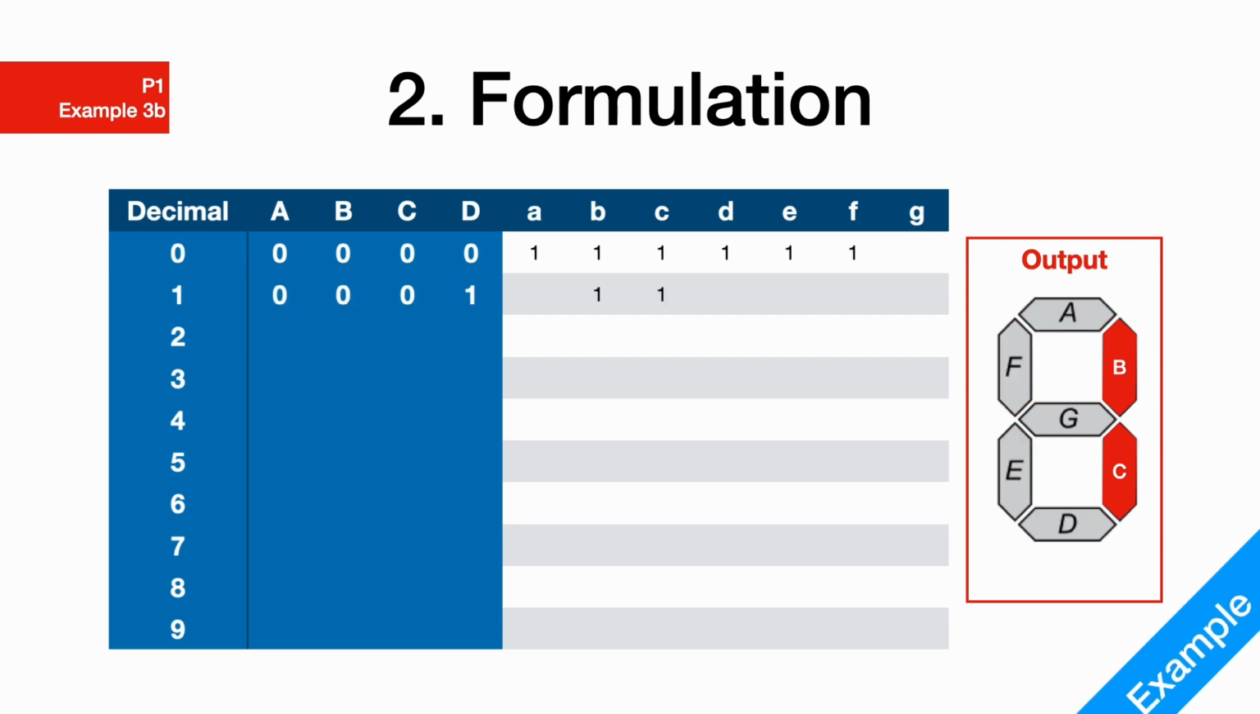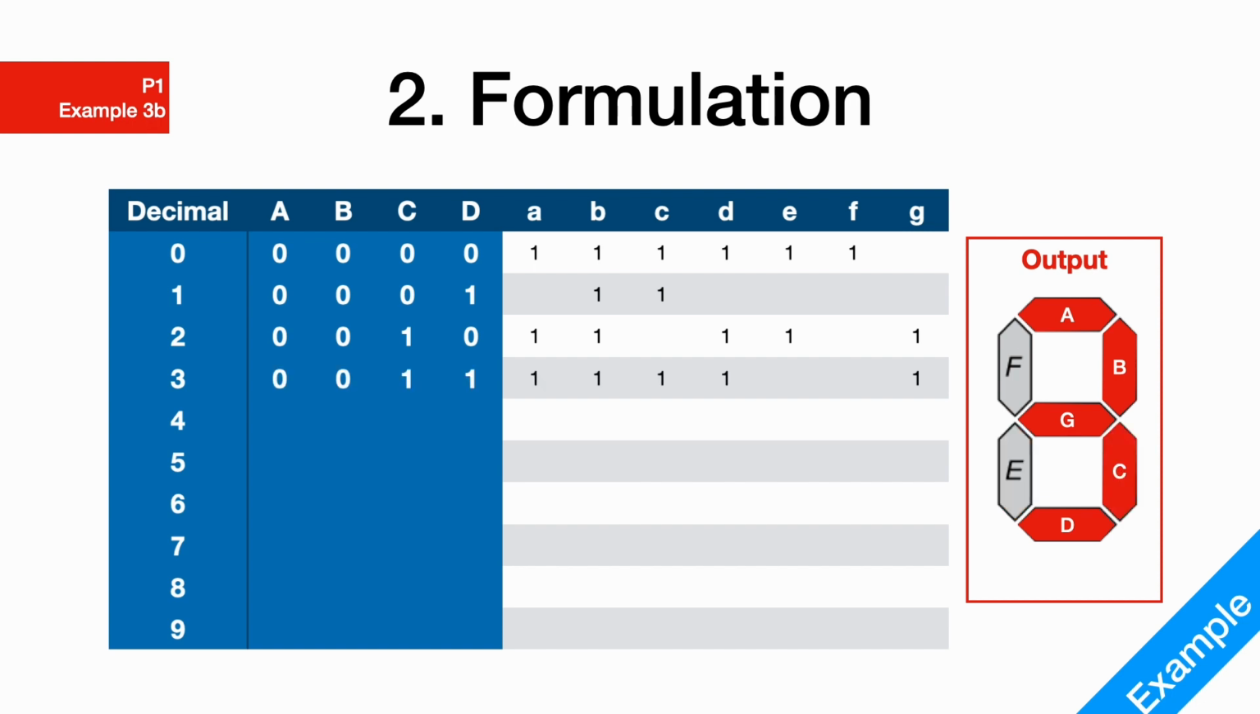For the decimal number 1, we have input A, B, C, D equals 0, 0, 0, 1, and then the output should be just B and C lit up. So the rest of them, A, D, E, F, G, should be 0. Proceed to number 2. You can see number 2, we have input 0, 0, 1, 0 and output A, B, D, E, G lit up.